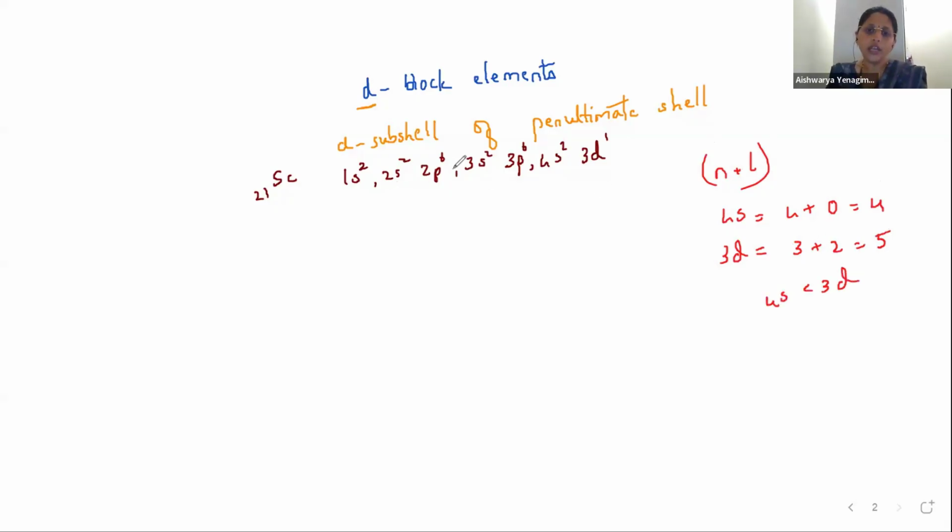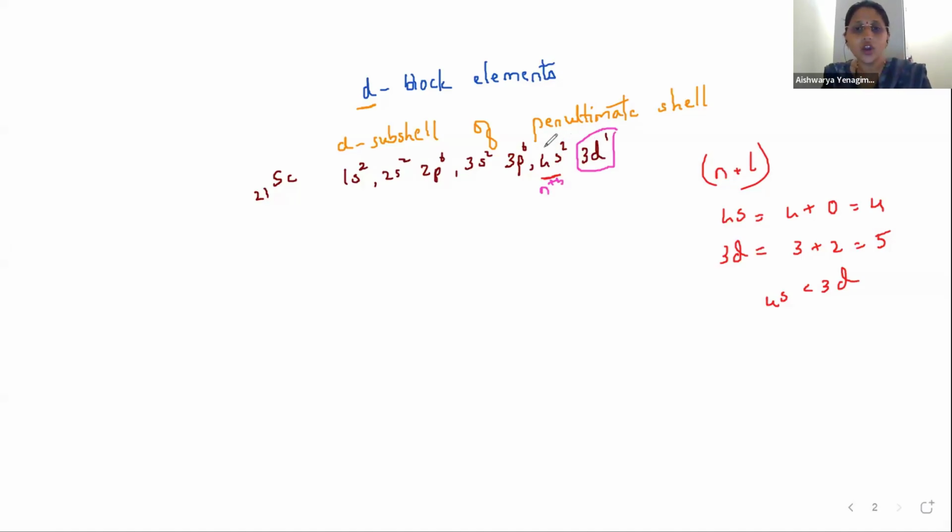Therefore, while filling the atomic orbitals, we fill the 4s orbital first, and you can see here the 3d orbital is filled later. So please observe carefully. When you observe carefully here, the last electron is not entering into the nth shell. This is the nth shell. The fourth shell is the nth shell, right?